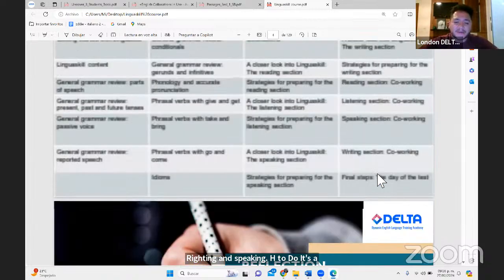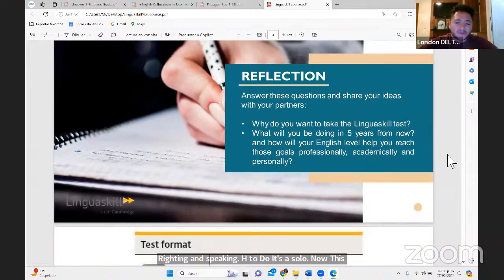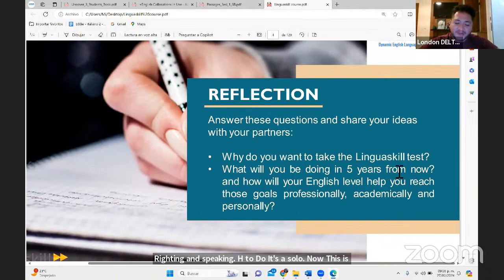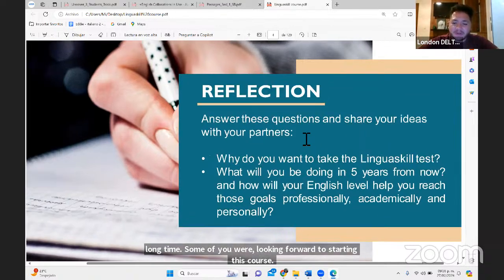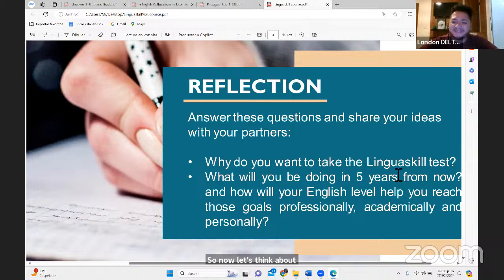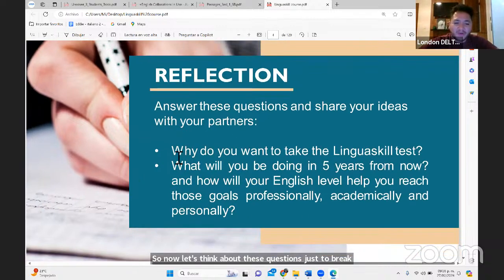Now, this is in order to start. So you're here for a reason. Some of you were waiting a long time. Some of you were looking forward to starting this course. So now let's think about these questions just to break the ice. So the first question is, why do you want to take the LinguaSkill test? Why are you here? And what will you be doing in 5 years from now? That means, what are your goals? What goals do you have with English? What do you want to do with English? How will it help you professionally, academically, personally?